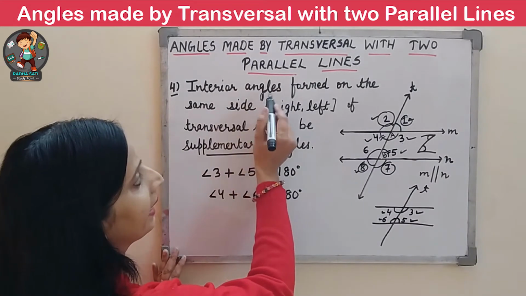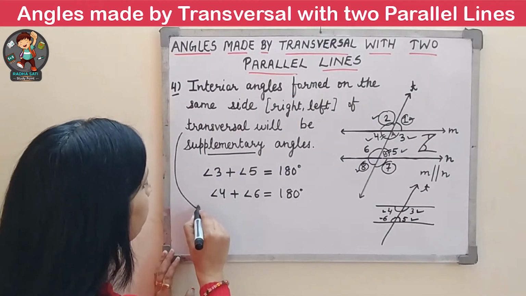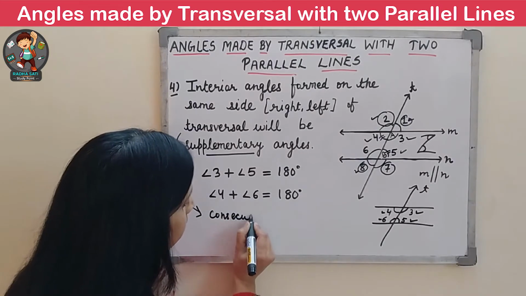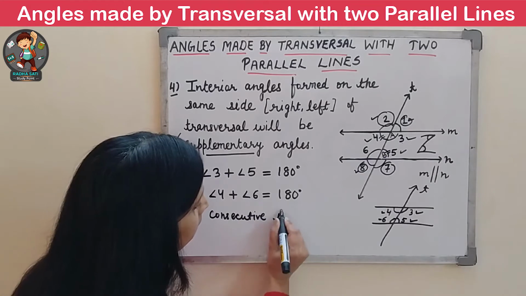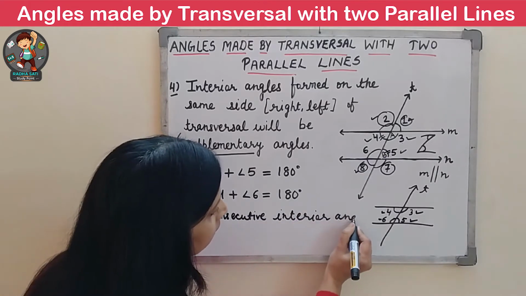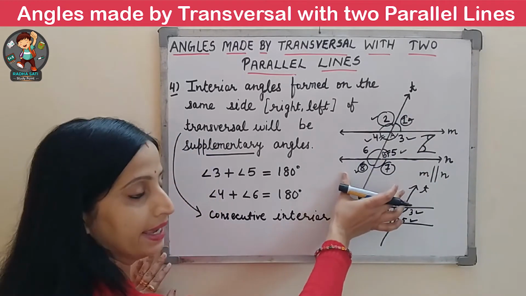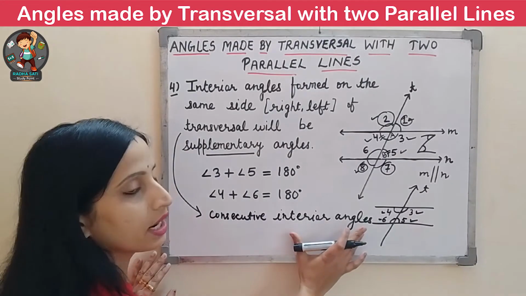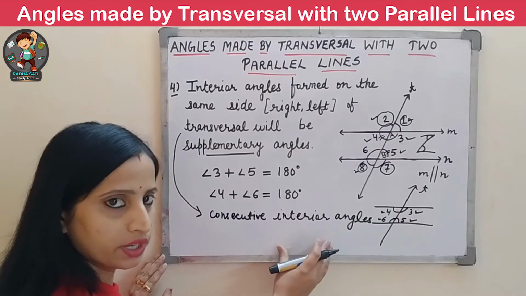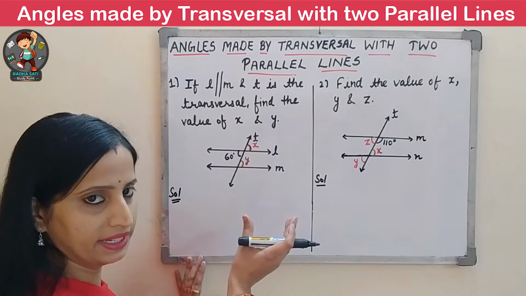So the interior angles formed on the same side of the transversal are also known as consecutive interior angles. So when a transversal intersects two parallel lines, then consecutive interior angles will always be supplementary angles. Okay. Now let us solve some questions based on the properties.